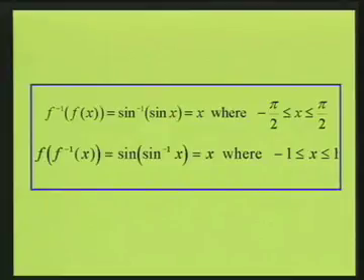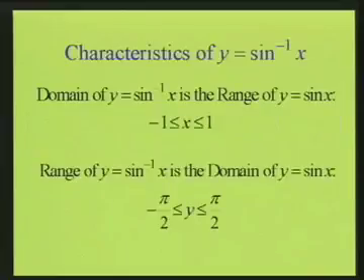In addition, f of f inverse of x gives you x, where x is in the domain of f inverse. Therefore, the sine of the arc sine of x is going to equal x, where x must be a number between negative 1 and 1 inclusive. So here we have the characteristics of y equals the arc sine of x. The domain of y equals the arc sine of x is the same as the range of y equals sine of x, that is between negative 1 and 1 inclusive.